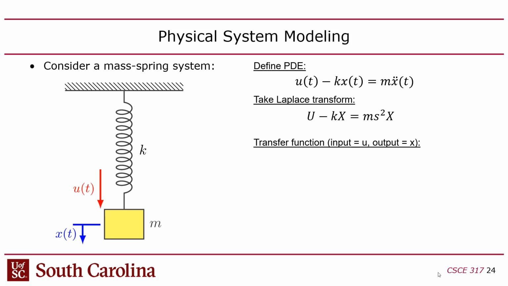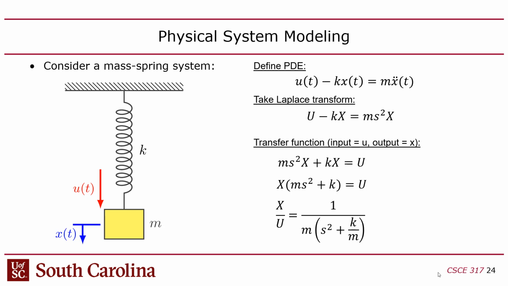So k is the spring constant, x is the position, right? But the difference is, I guess it's similar to friction, right? So you take the Laplace transform and you calculate the transfer function, and you end up with something very similar to what we had before. In this case, it's 1 over m s squared plus k over m, right? Now, you end up with a negative and a positive pole, right?